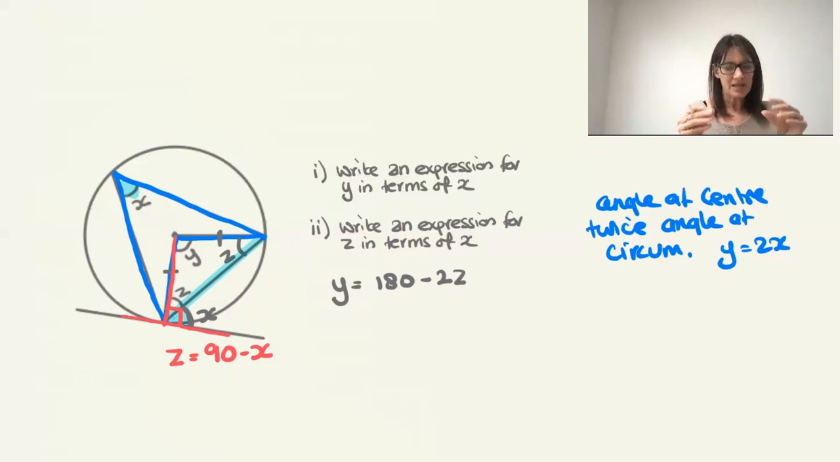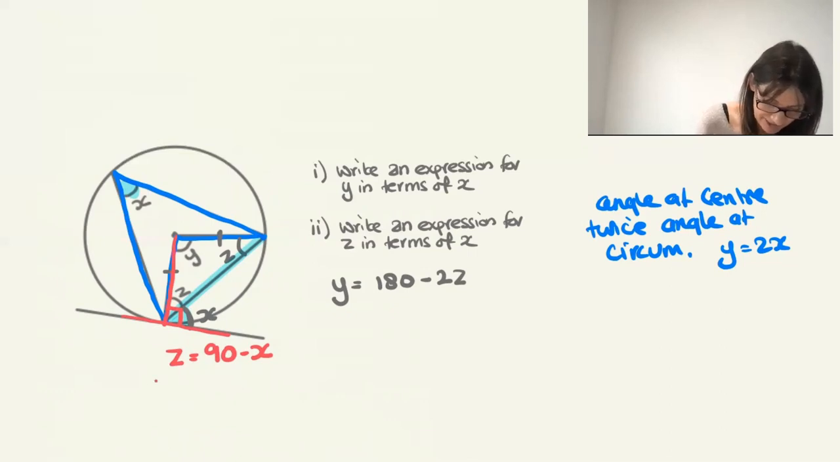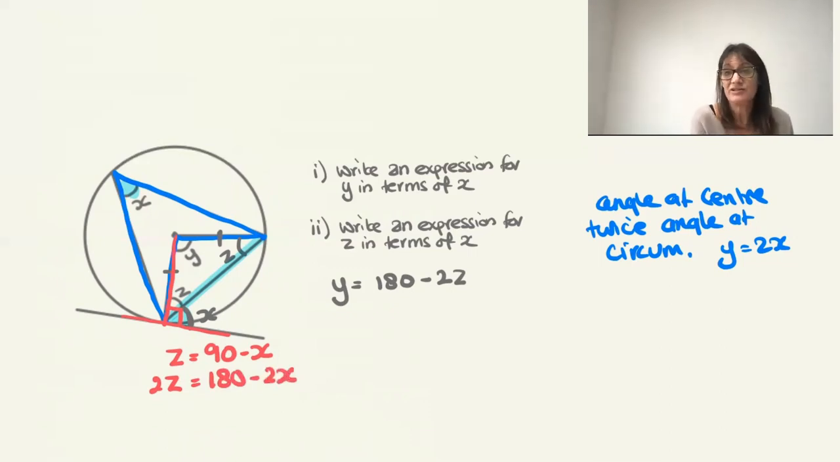Right, let's go back to it. I have just told you that my z can be represented as the 90 degrees that the radius and the tangent makes, take away the x from the alternate segment theorem. Okay, whatever that number is, it's 90 take away x. Okay, but I've got two of those, which means, if I've got two z's, then I've got twice the numbers, and I've got twice the x. I've got double everything, yeah?